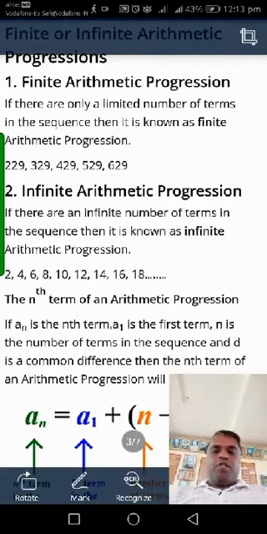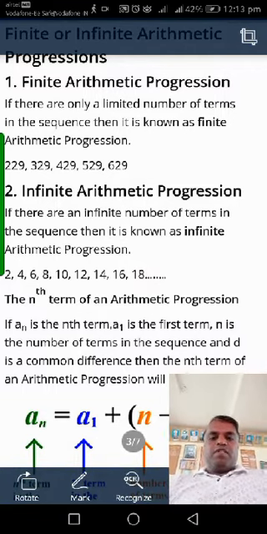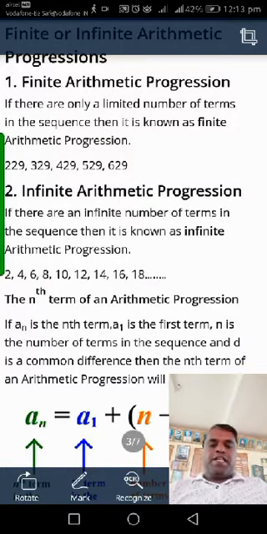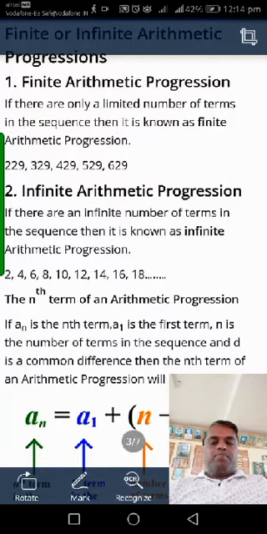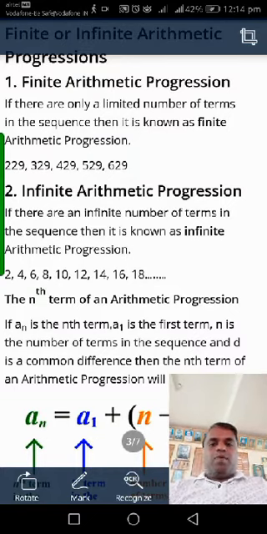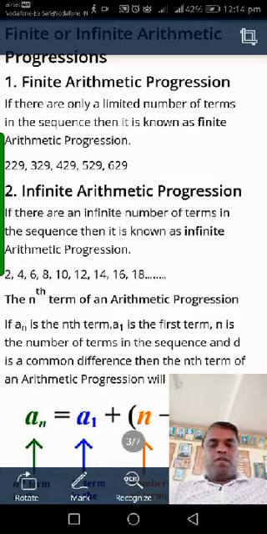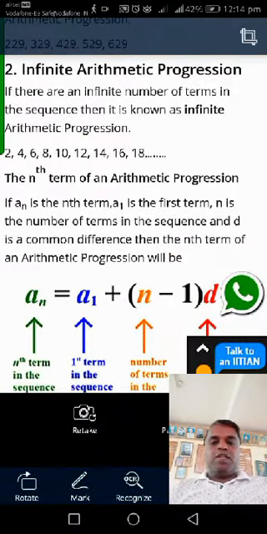Infinite arithmetic progression means there are an infinite number of terms in the sequence. For example, 2, 4, 6, 8, 10, 12, 14, 16, 18, which is endless and not countable. The countable is called finite arithmetic progression. The uncountable is called infinite arithmetic progression.